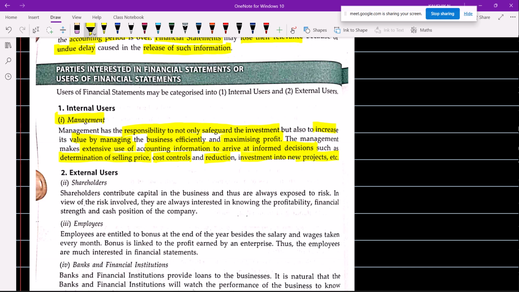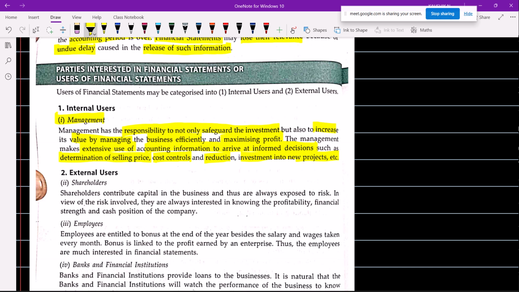Okay. So the first point says very clearly that management is responsible for all the activities of a business, of course. But here it says management has the responsibility not only of safeguarding the investments, but also another responsibility, that is to increase the value by managing the business efficiently and maximizing the profits. So efficiently you have to manage and maximize your profits.